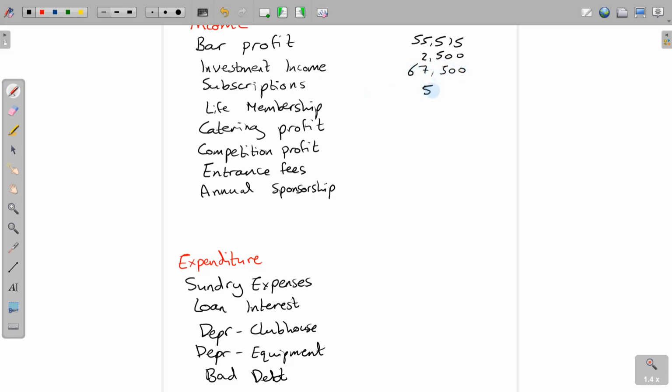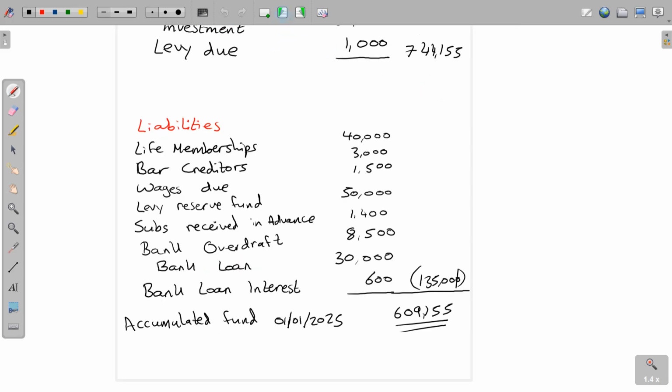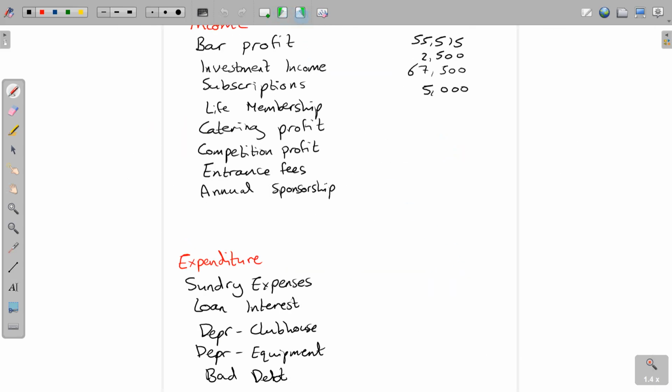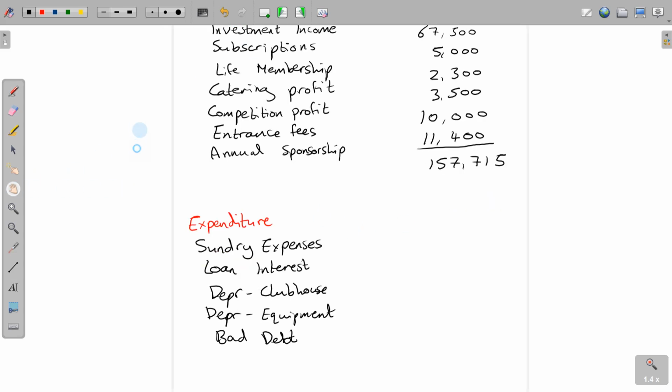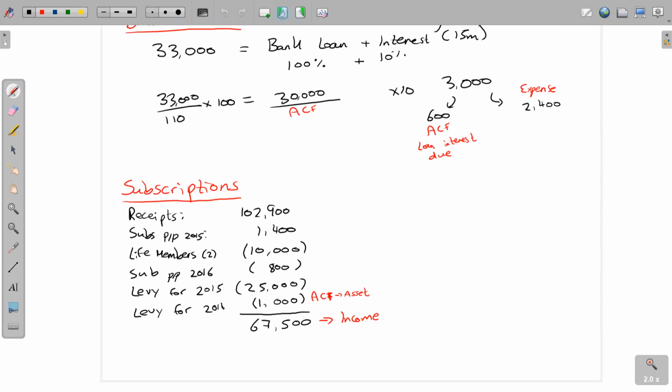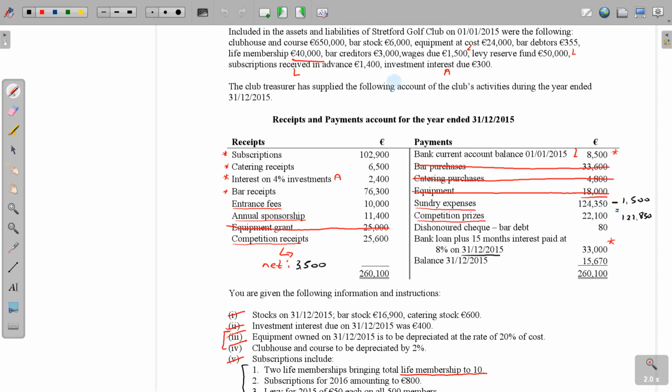Life membership, we said we wrote that off, it was 5,000. Catering profit, we put it over here. Where is it? 2,300. Competition profit was 3,500. We just did the small workings at the front of the sheet. Entrance fees came straight from the question, 10,000. Annual sponsorship, 11,400. So if we tally all them up, we have 157,715.